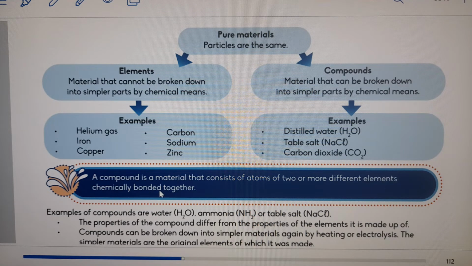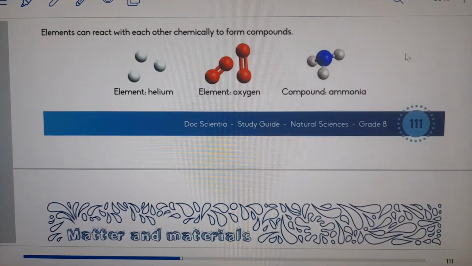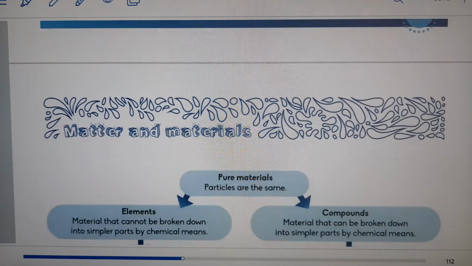Bonded means joined together. Let's define a compound again. A compound is a material that consists of atoms of two or more different elements chemically bonded together. Examples of compounds are water and ammonia. So now you see the chemical formula of ammonia, the one that we saw at the top there. We saw the drawing of ammonia, with 3 atoms of hydrogen and 1 atom of nitrogen. Let's go back and see that.